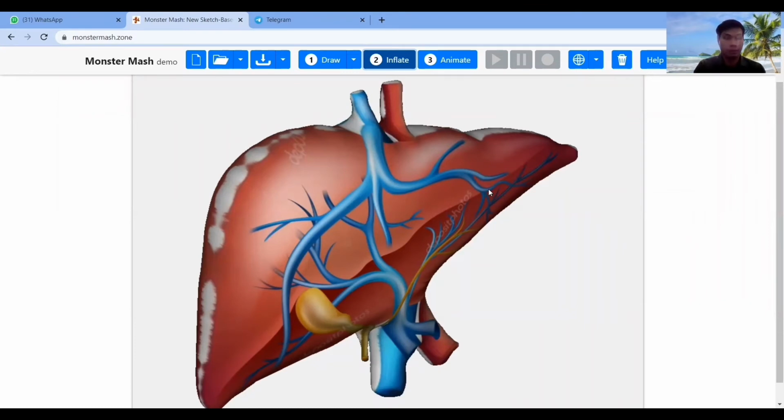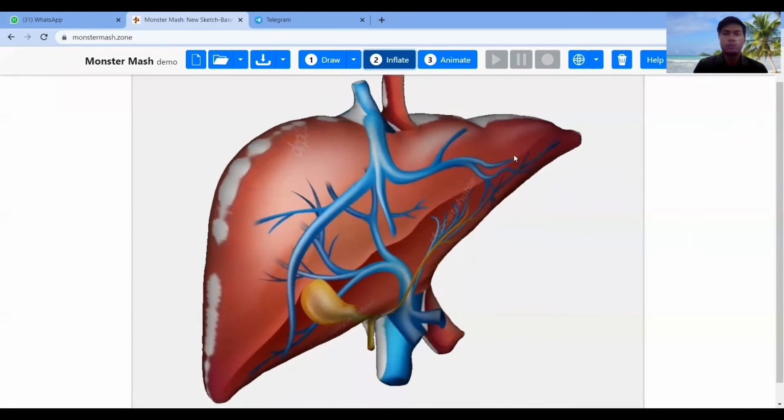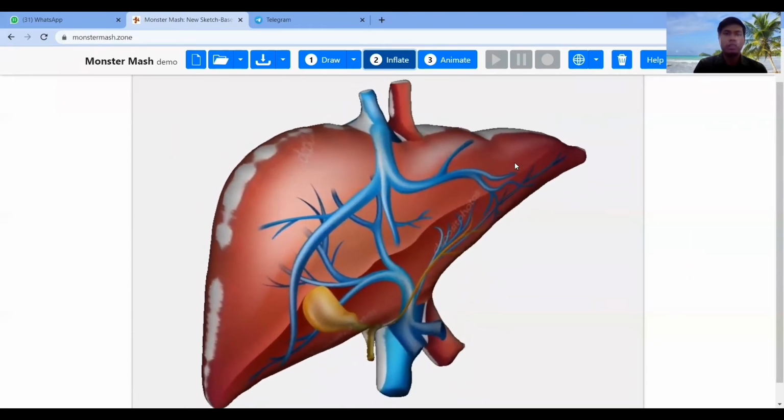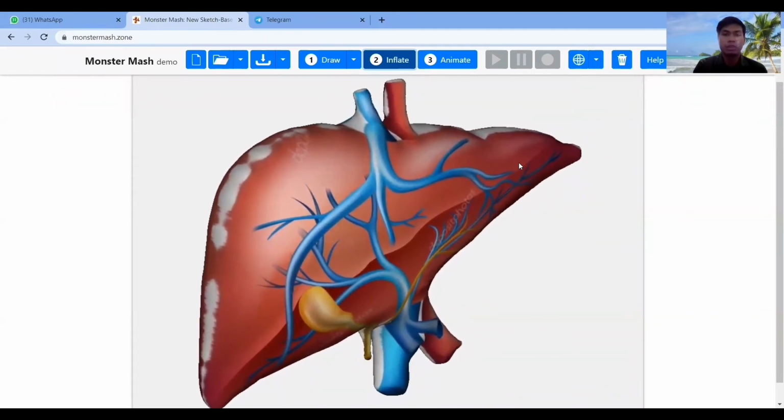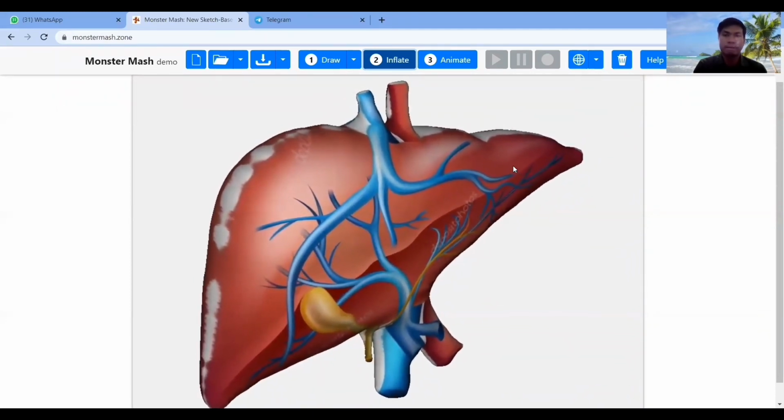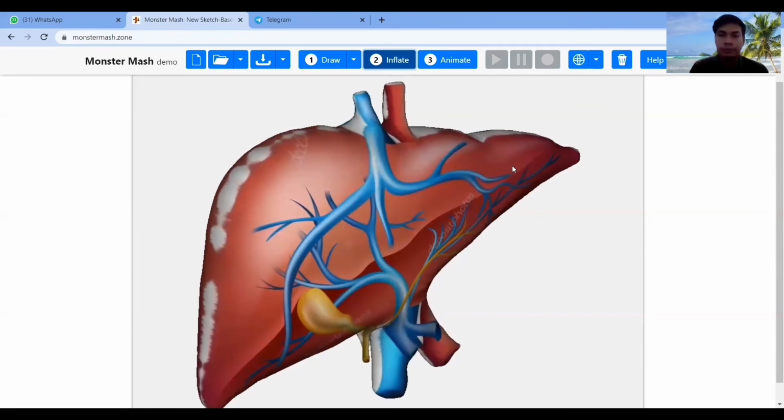It is for the liver. This is my design for the liver. For the design, I use Monster Mesh for my part, the liver. I'll continue with the functions of the liver.